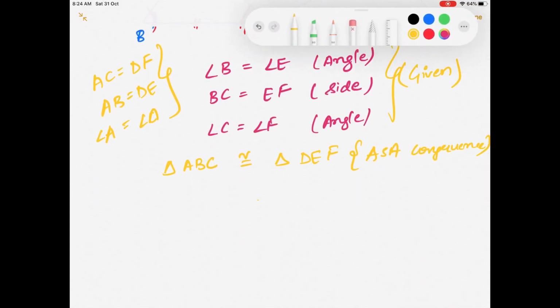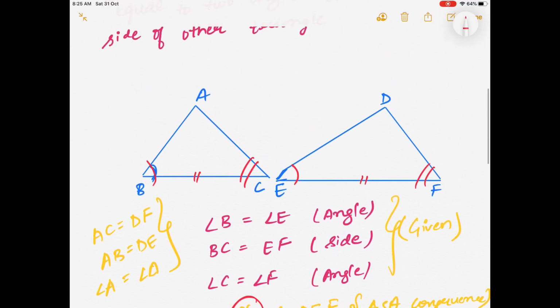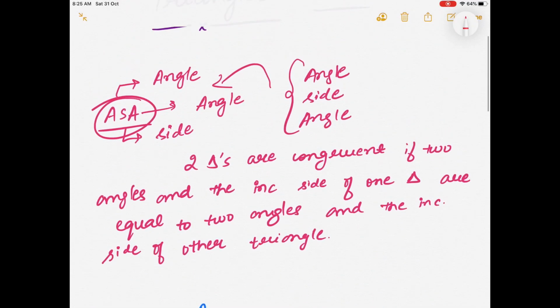And this symbol, this is our congruency symbol. So if you are proving two triangles congruent to each other, you have to use this symbol first. So you have to attempt some questions on the basis of this congruency rule.